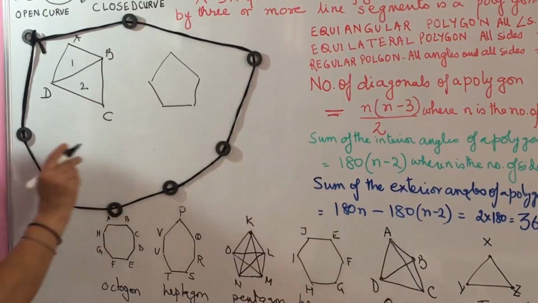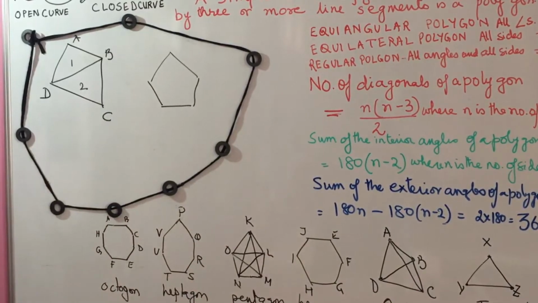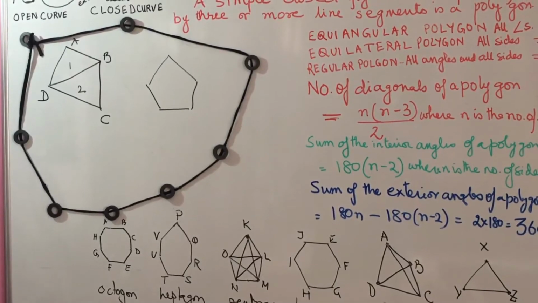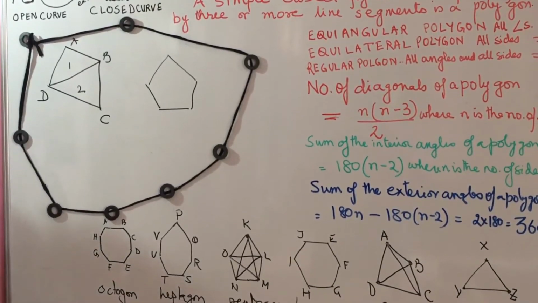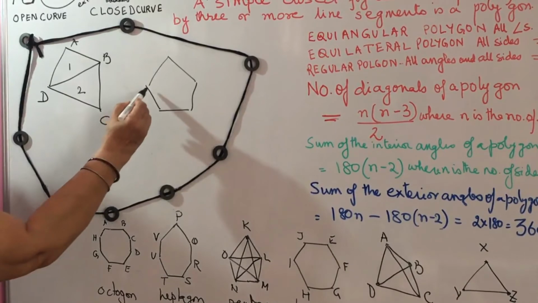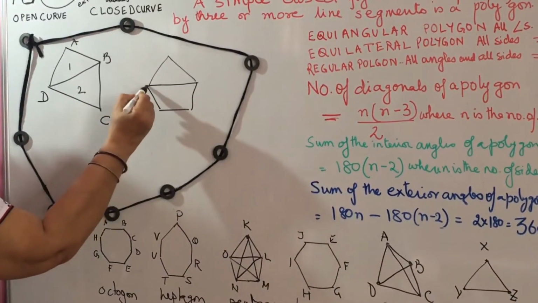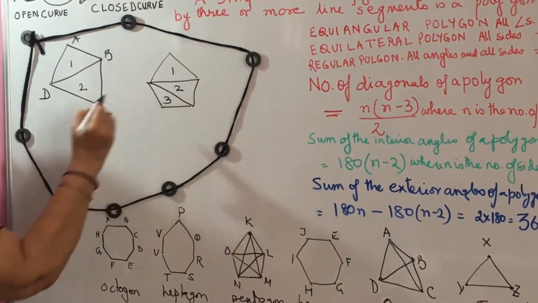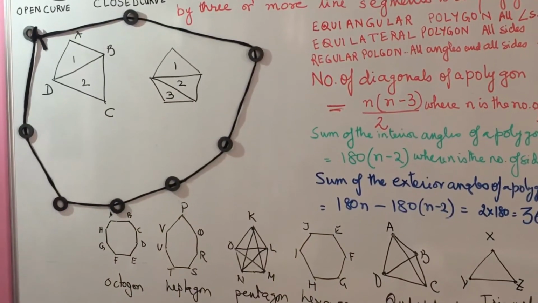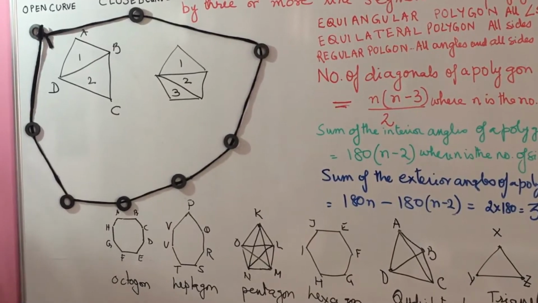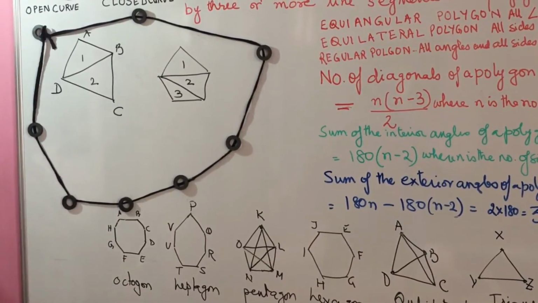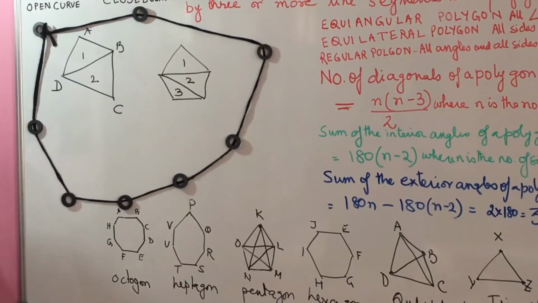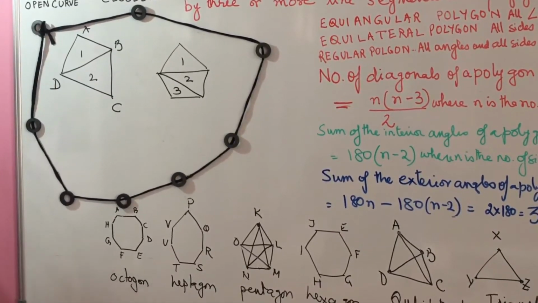In the same way, you can find the sum of the interior angles of a pentagon. It is found by dividing the pentagon into triangles. I can divide the pentagon into 3 triangles. So, the sum of the interior angles of a pentagon will be equal to 3 multiplied by 180 degrees, which is equal to 540 degrees.